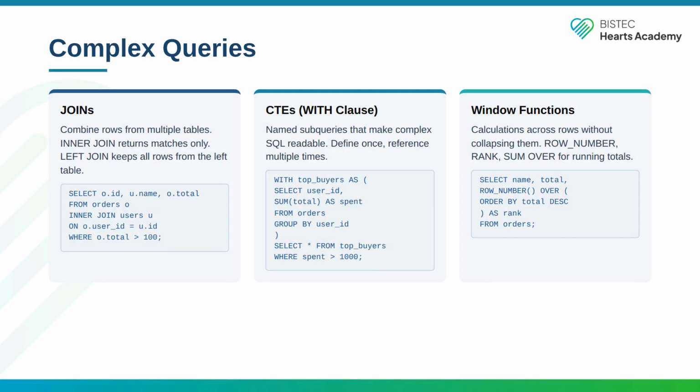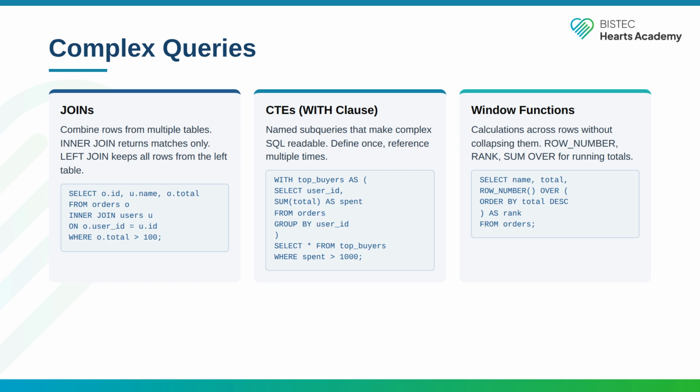Joins, CTEs, and window functions are the three tools that take your SQL from basic to real analytical power. Joins combine rows from multiple tables. Inner join returns only rows that match on both sides. If a user has no orders, they won't pair. The left join keeps all rows from the left table and fills in nulls where there's no match, which is useful for finding users with zero orders. The example here joins orders and users on user_id, filtering for orders over 100. In a real application, this is how you build almost every list view that shows data from multiple tables.